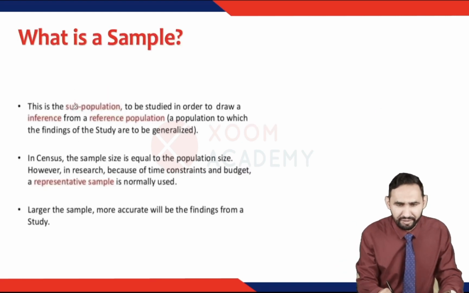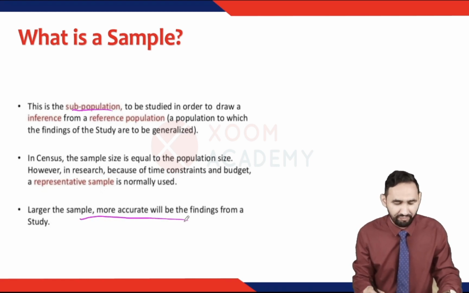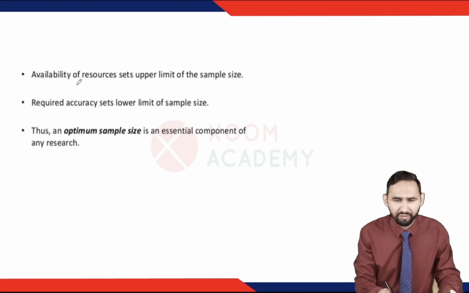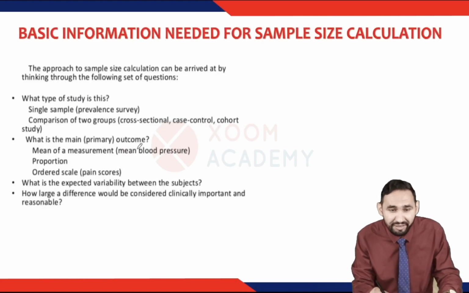What is a sample? This is a subpopulation or a portion of the whole. The larger the sample, the more accurate will be the findings. Availability of resources sets the required accuracy. The sample should be selected accurately. There should be an optimum sample size, an appropriate sample size.